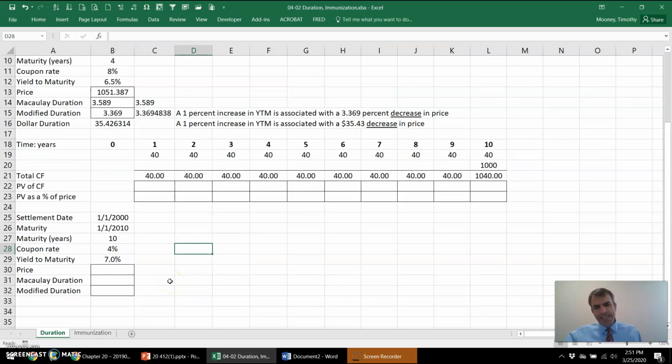So in the next video, we'll talk about how to use this interest rate sensitivity measure to manage a portfolio of bonds and why we should care about that kind of thing.